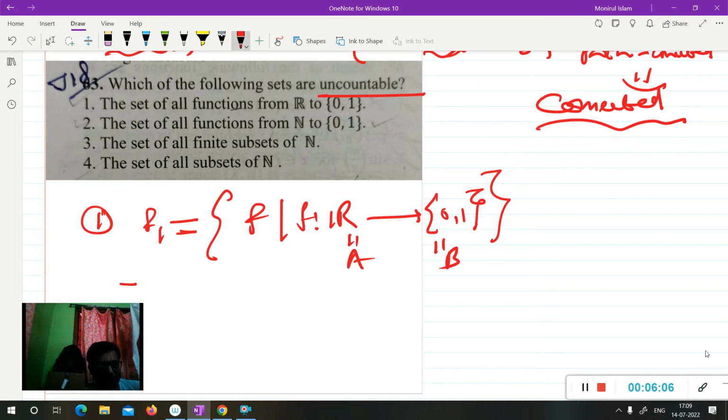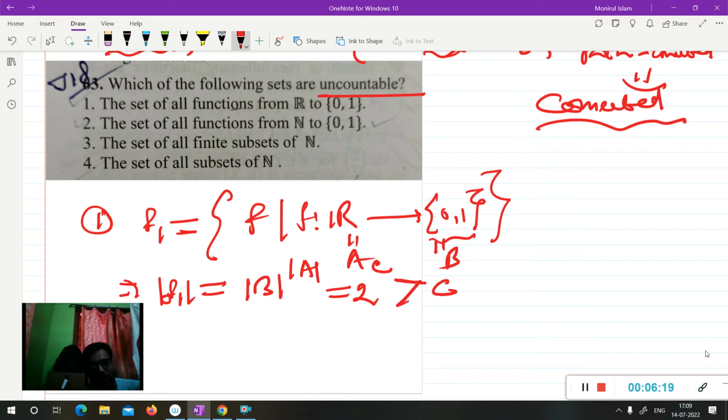The total number of functions from A to B is cardinality of B to the power cardinality of A, this is the formula. Cardinality of B is 2, there are 2 elements, and cardinality of A is C. 2 to the power C is always greater than C. A set having cardinality greater than C means continuum, so it is always uncountable. So this set is uncountable.